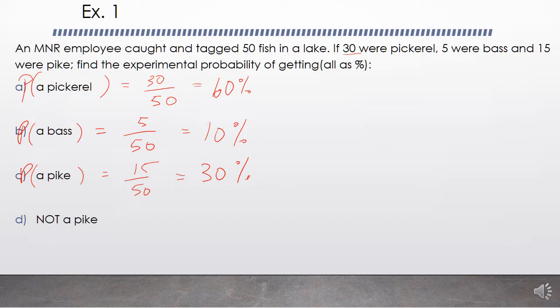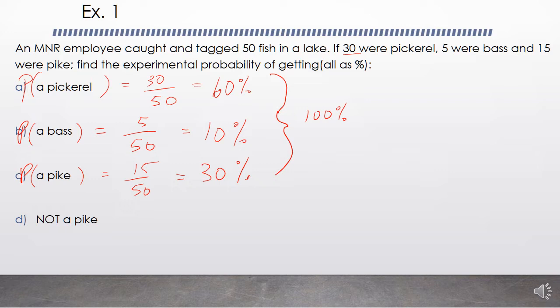As a quick self-check, those were the only 3 things that were caught, so that makes up all 50 fish. And if that makes up everything, you know that should add up to 100. Which, if you double check that, 60 plus 10 plus 30 is 100.